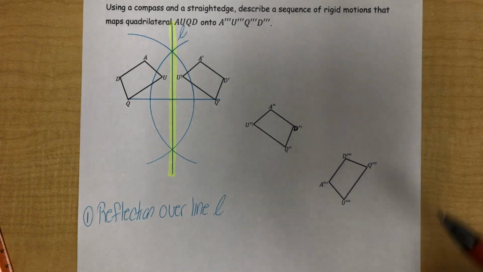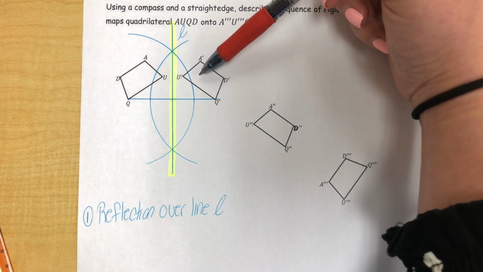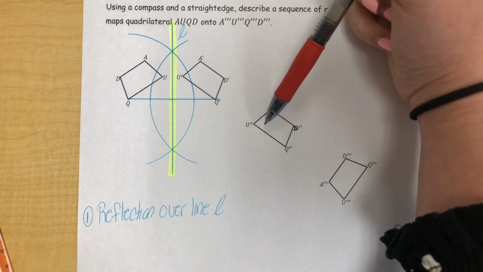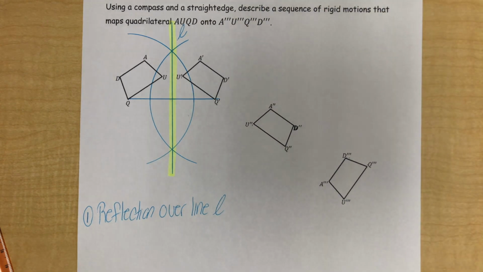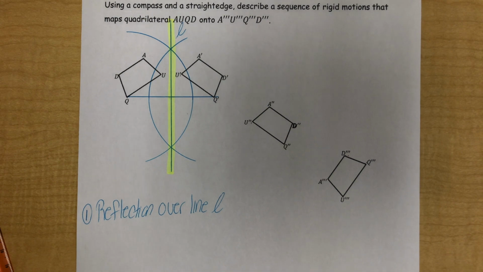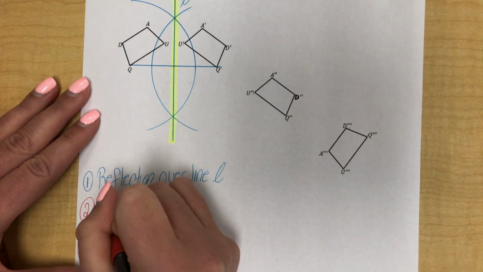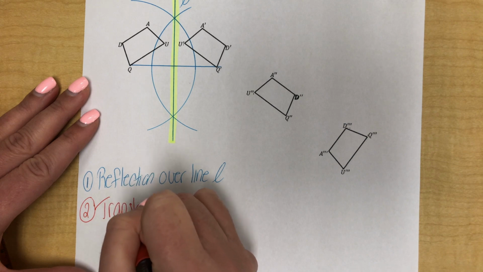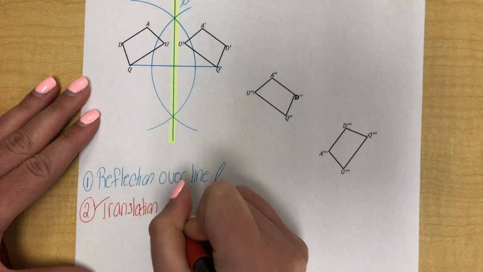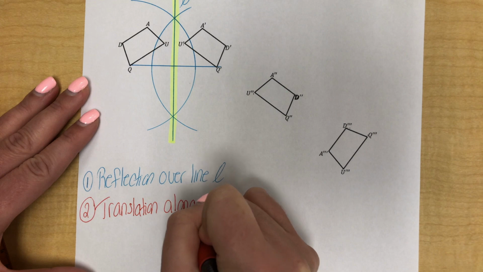So here, it looks pretty clearly that I'm just going to take my prime and slide it down to my double prime. So if I'm sliding or just moving, that's a translation. So number 2 would be a translation. And we're always translating along a ray.